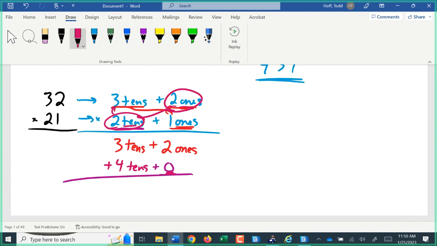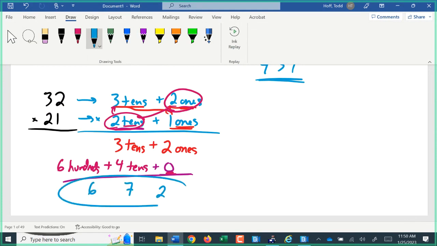Then we move over here. 3 tens times 2 tens. 3 times 2 is 6. Tens times tens is hundreds. And then we just add them up. 2 ones, 7 tens, 6 hundreds to get 672. Now again, this is the way we're used to seeing it, but there are other ways of doing it.